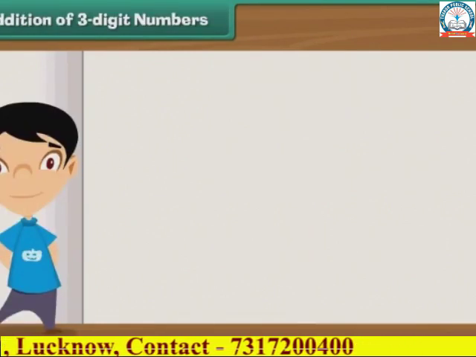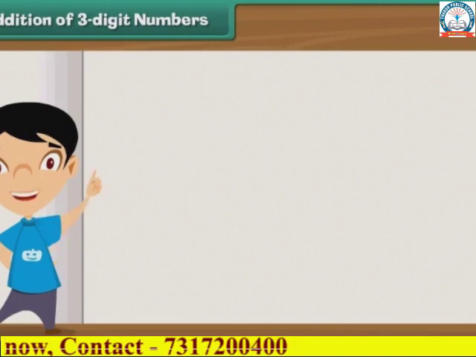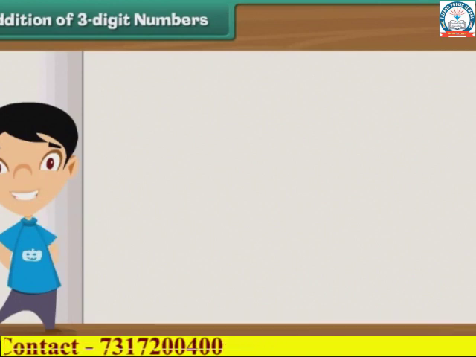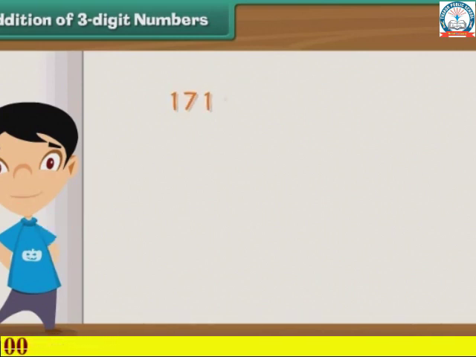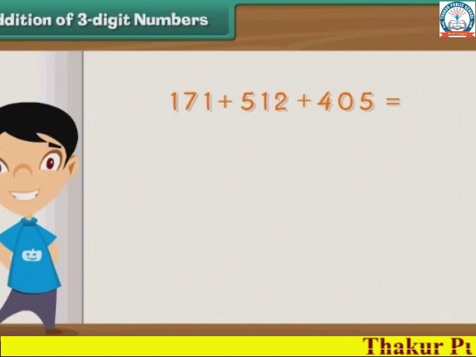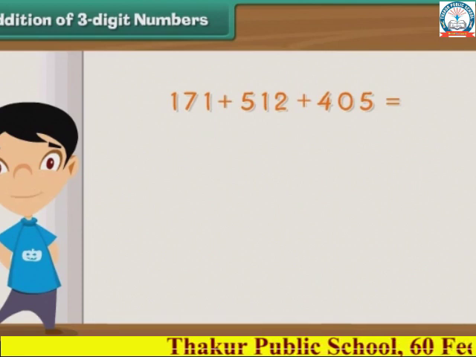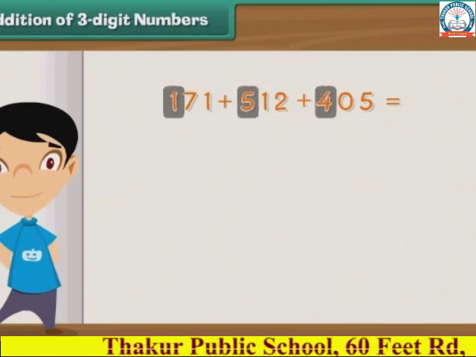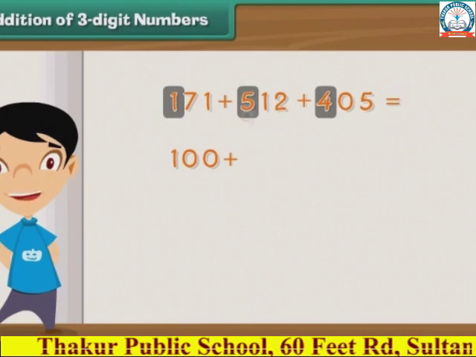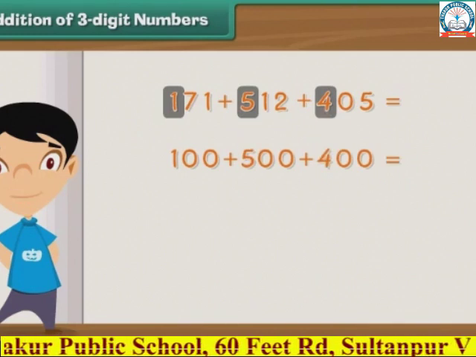Addition of 3-digit numbers. Let us now see how we can simplify the addition of numbers with 3 or more digits. Let us try and add 171, 512 and 405. To simplify the addition, we proceed according to place values. Let us begin with the digits at the hundreds place, that is 1, 5 and 4. We add 100, 500 and 400.